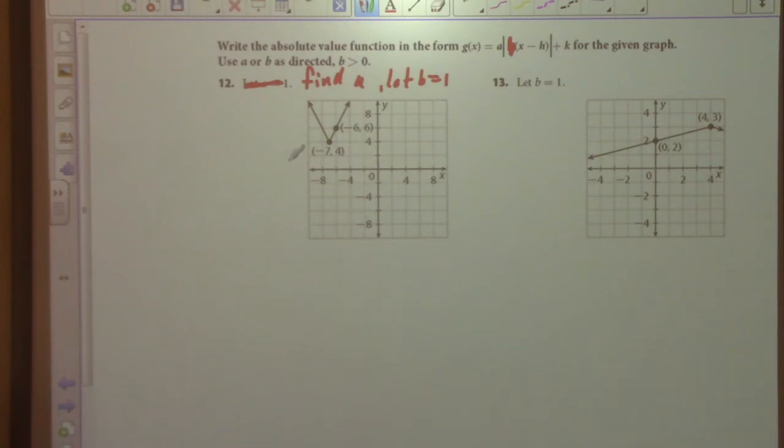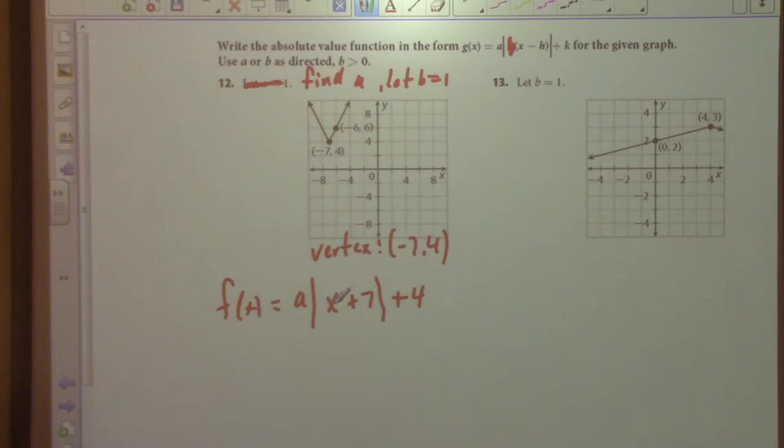Okay, what is our vertex here? Vertex is -7, 4. So what we're going to get is f of x is equal to A times, so if we have h equal -7, what are we going to have here? Plus 7. X plus 7, plus 4. Okay, and now we're going to find what A is, what do we do?